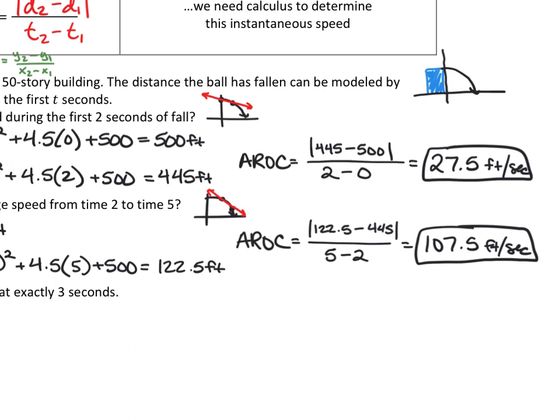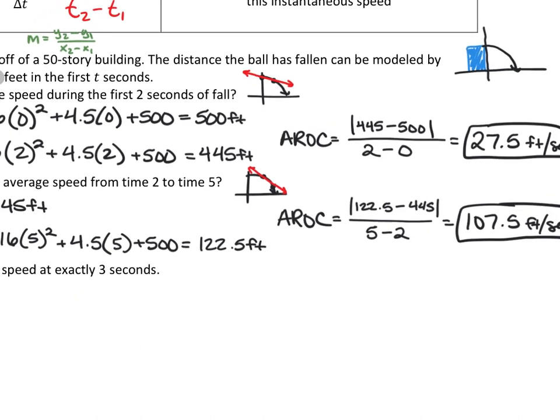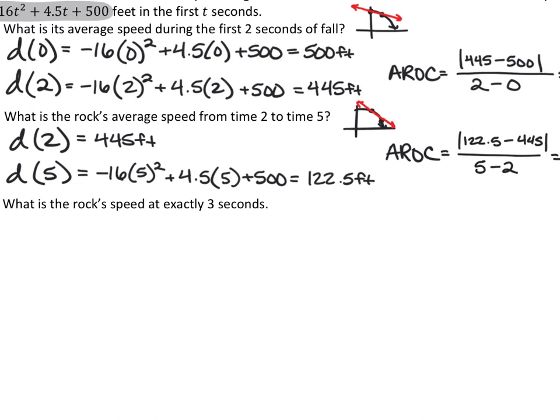This is where the mathematicians of ancient times were like, yeah, but what's happening to the rock at 3 seconds? Exactly. This is how we figured stuff out in the world, is we asked a lot of questions. So in part C, it's asking what is the rock's speed at exactly 3 seconds? We'd be finding the instantaneous rate of change. Right now, we don't have the tools to do that. I haven't shown you the calculus that it takes to do instantaneous rate of change.